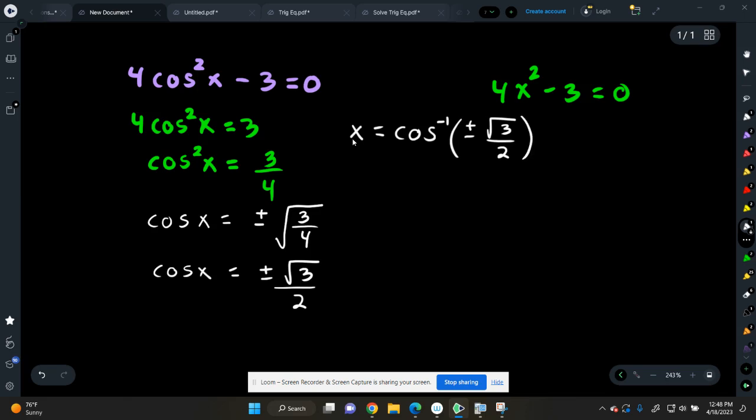Now, it would not be wrong to do it the way Zach said and basically add that 0x in there and then use the quadratic formula. But if you can factor, factoring is always going to be faster.